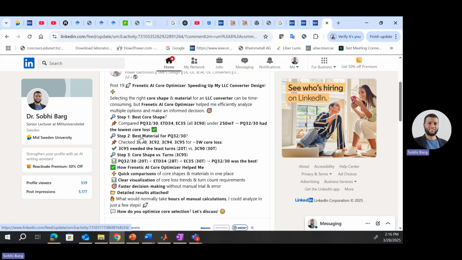In the second step, he tried to choose the best material, of course, using this tool. The result shows that 3C95 is the best material, as it has the least number of turns: 20 turns for 3C95, however, 30 turns for 3C90. You can notice that there is a big difference in the number of turns between these two materials. Based on my experience, this is not true. And today, I will show you how to verify this.